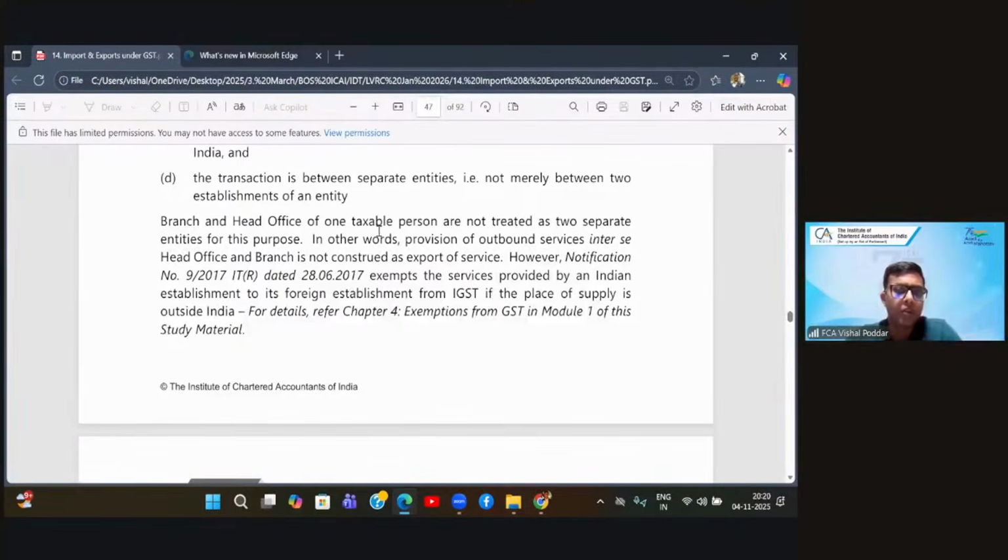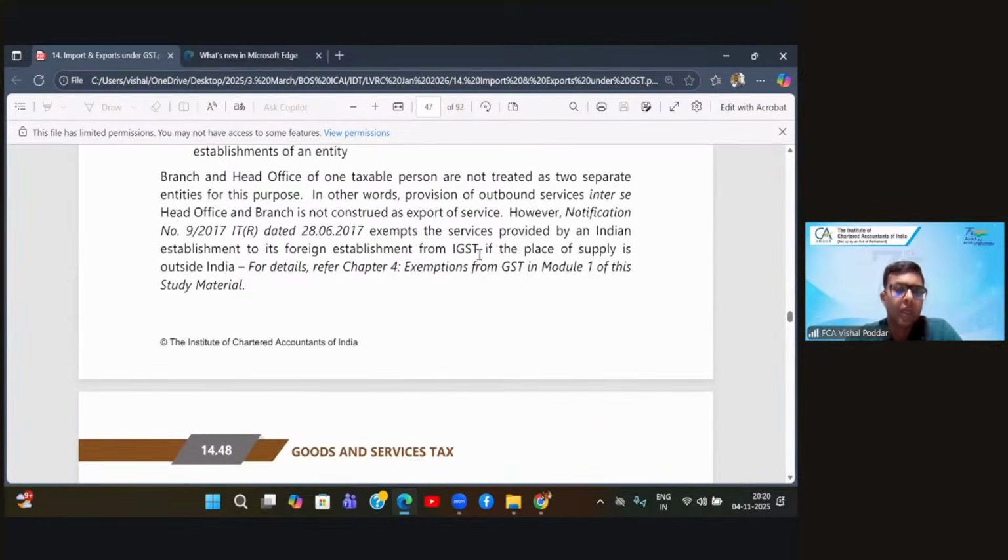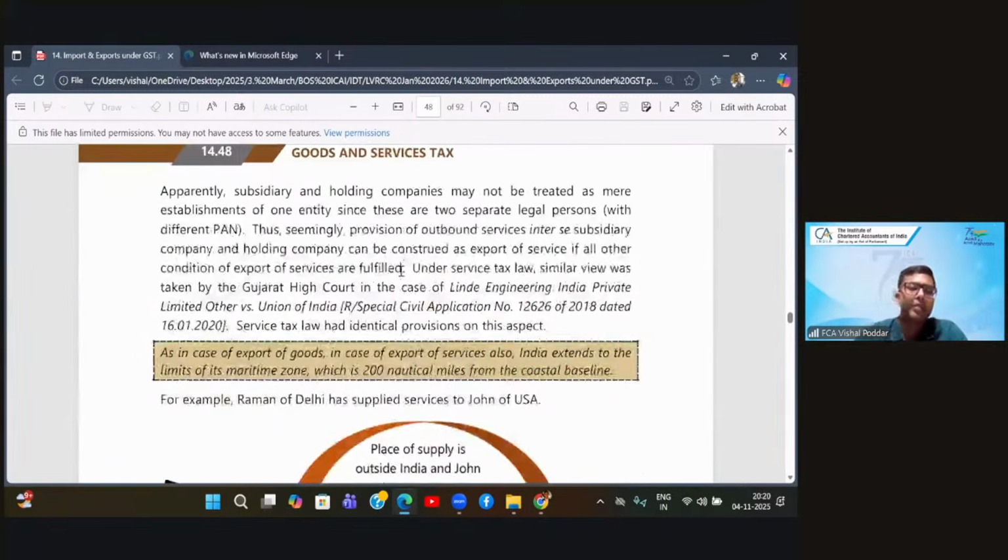In other words, provision of outbound service inter se branch and head office is not to be constituted as export of service. However, notification 9 exempts the service provided by an Indian establishment to its foreign establishment from IGST if place of supply is outside India. So though it will not be considered as export, still exemption can be claimed.